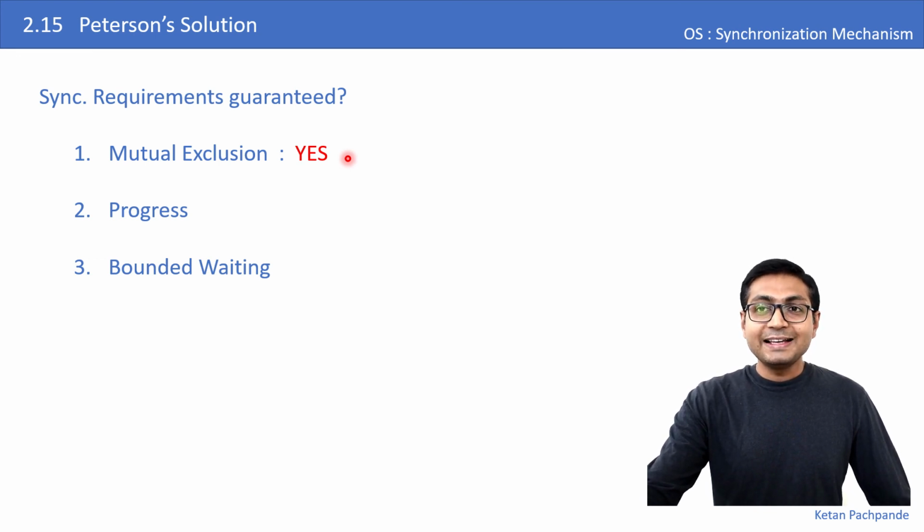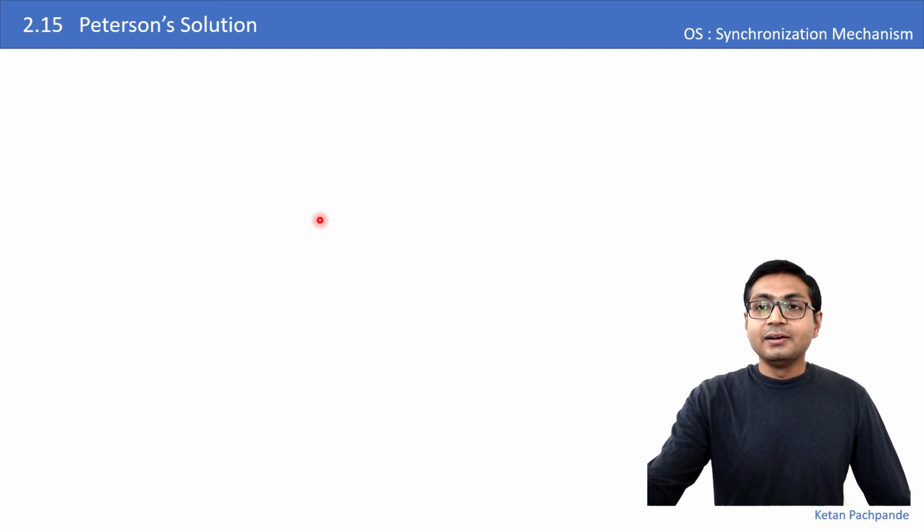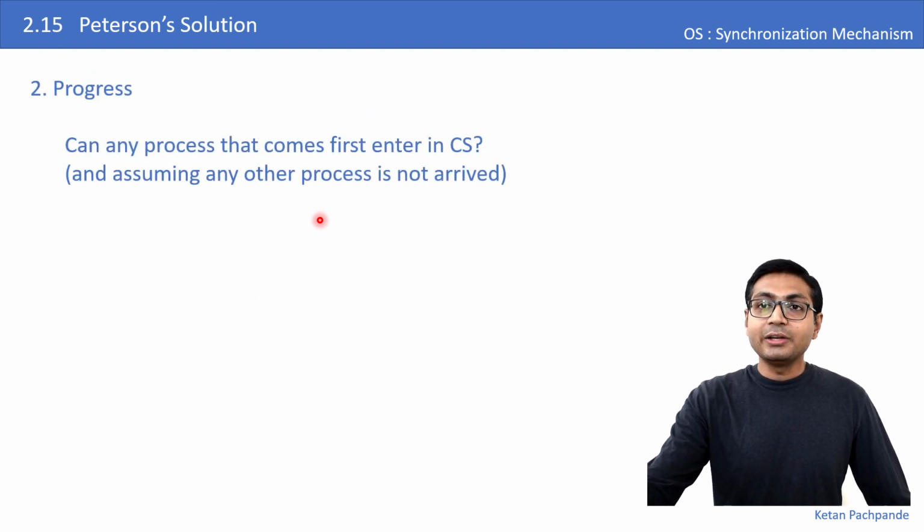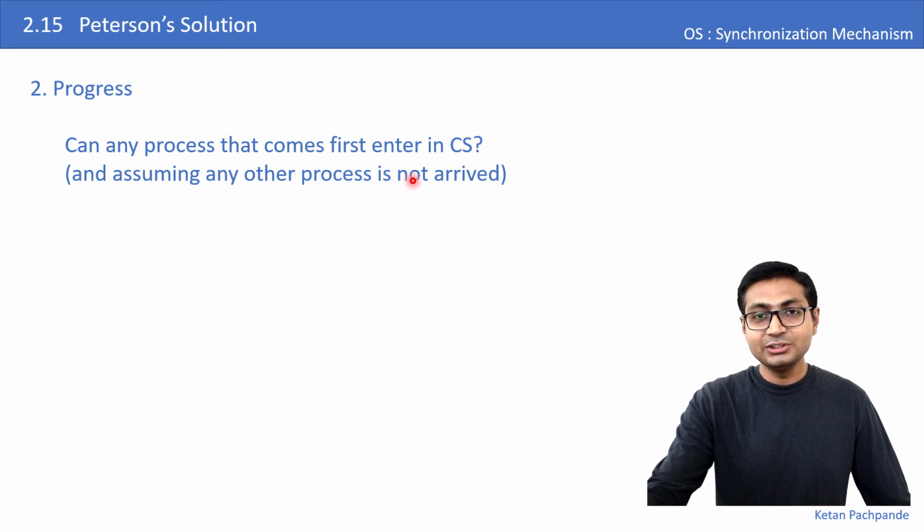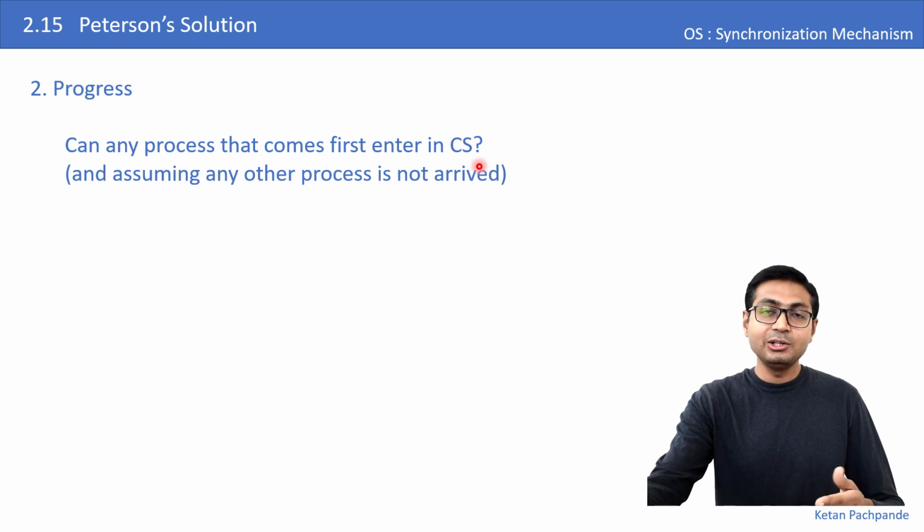Now let's discuss the second requirement, that is progress. Let me first tell you what is the progress. Let's revise it. Can any process that comes first into the system enter into the critical section? Is it able to enter into the critical section? That question we need to ask for each process, assuming that it is the only one arrived as of now.